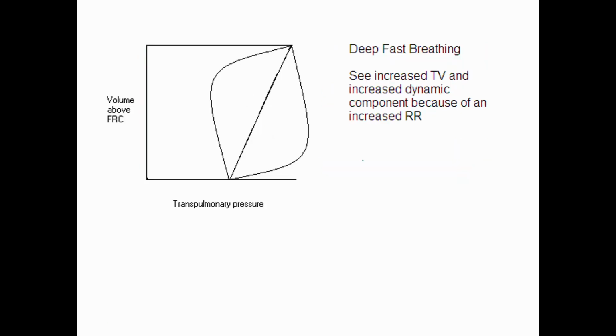Now, what if you hyperventilate? If you breathe more deeply, you're going to increase your tidal volume. That's going to increase your static work. But if you also breathe faster, you're going to move the air faster, and that's going to increase your dynamic work. So people, if they're hyperventilating, deep breathing and fast breathing are going to increase both components.